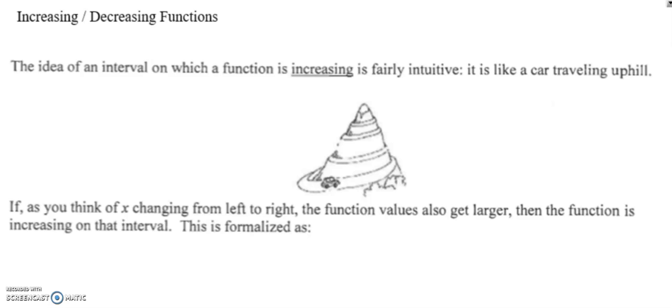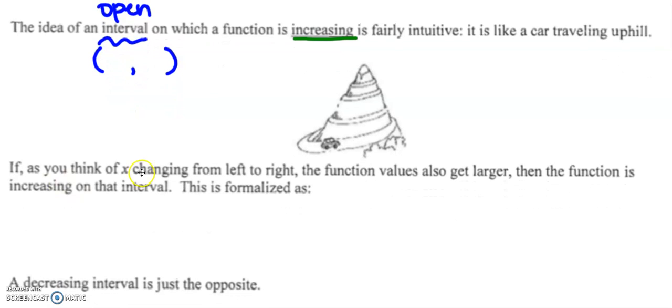The idea of an interval. So we're going to talk about an interval that's open, right? So parentheses rather than brackets, on which a function is increasing is fairly intuitive. It's like a car traveling up a hill. Or sometimes we talk about it like walking up a mountain or climbing up the part of the roller coaster. But what's happening is if you think of x changing from left to right, the function values, so the outputs, also get larger, then the function is increasing on that interval.